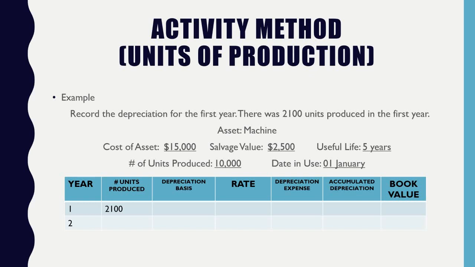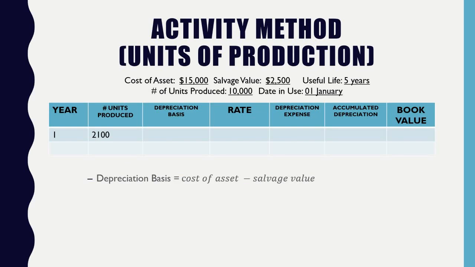So in this case, my assumption here is that I'm depreciating it at the end of the year, which is December 31st. So let's go ahead and take a look at this. How do we determine the depreciation basis? So the formula for the depreciation basis is going to be your total cost of asset minus your salvage value. So what is my total amount of asset and what is my salvage value?